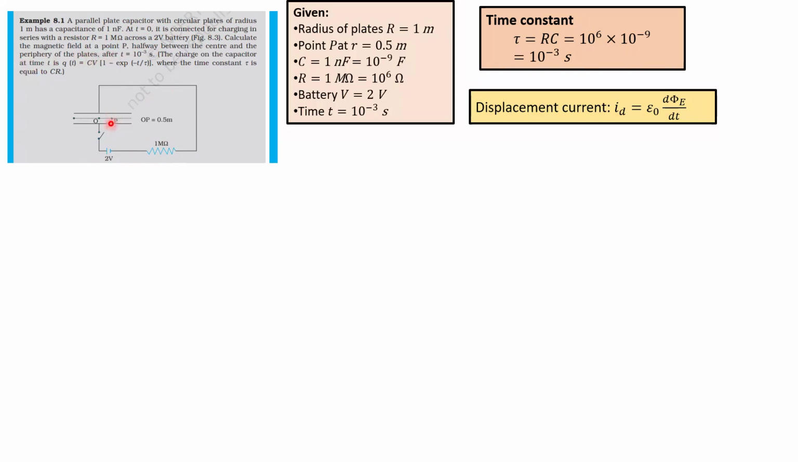Where is point B? Here. You have to find out the magnetic field halfway between the center and periphery of the plates, in between of this.